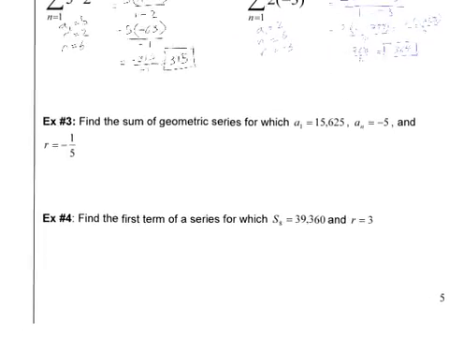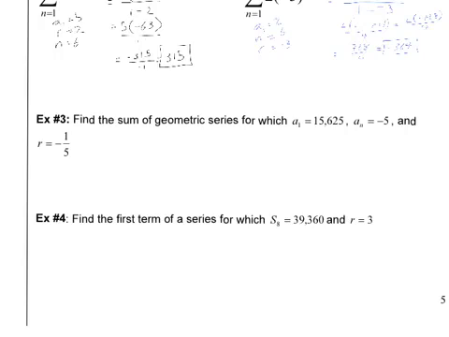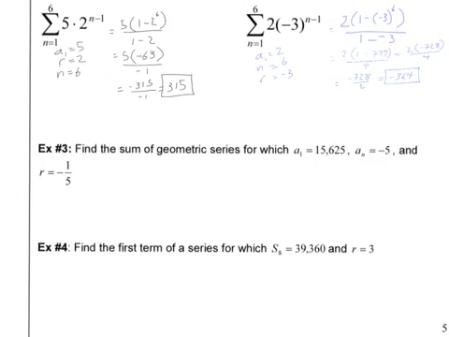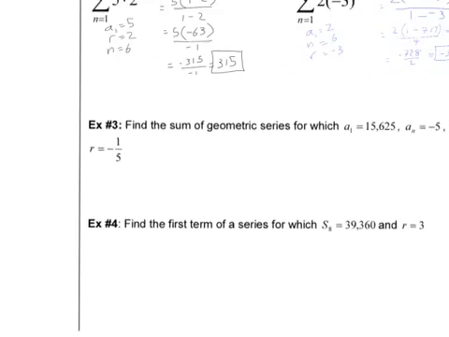This one says, find the sum of the geometric series for which a1 equals 15,625, an is negative 5, and r is negative 1/5. Okay, here's the situation here. What do we need to find the sum? Remember, we need these three things, a1, r, and n. We have a1, we have r, we do not have n, so we have to figure out n. The only equation that gives us n for a geometric series is the explicit geometric equation. So I'm going to do that over here.